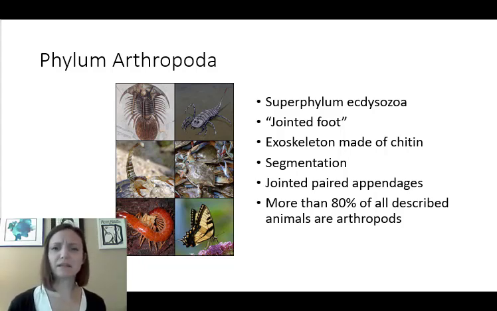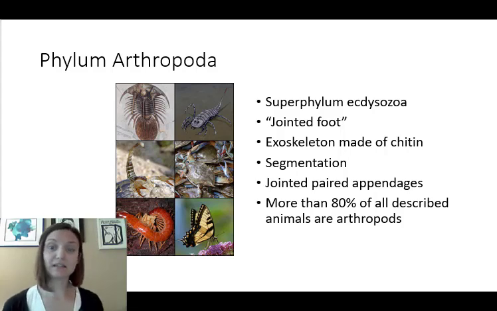But this phylum is part of Subphylum Ecdysozoa. So if you remember, ecdysozoans means that they have an exoskeleton made of chitin that they need to shed, they need to get rid of in order to grow into a larger state. Okay. Subphylum Ecdysozoa includes the arthropods as well as the other group, the nematodes, Phylum Nematoda.